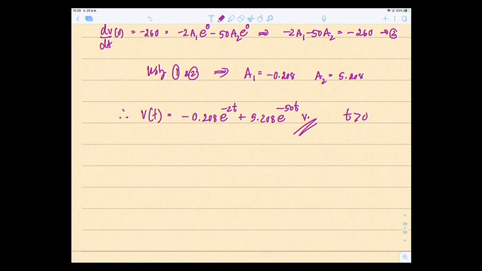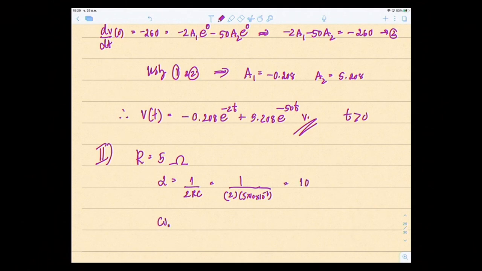In this case, same problem, but this time R is equal to 5 ohms. All the values are the same; change only R, the resistor value. So repeat all the procedure that we just did. Alpha would be equal to 1 over 2RC, equal to 1 over 2 times 5 times 10 times 10 to the minus 3, which is your C, equal to 10.